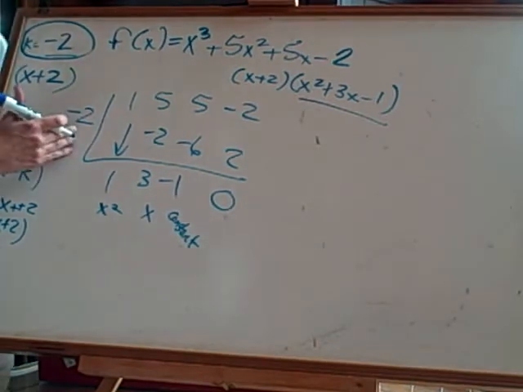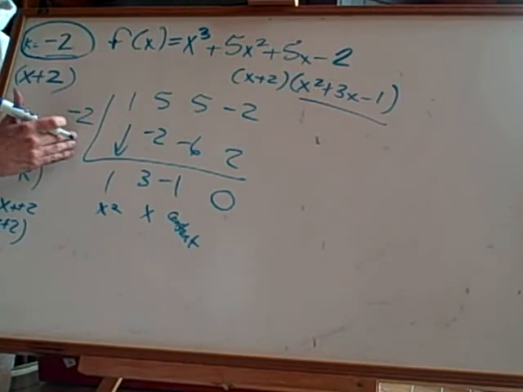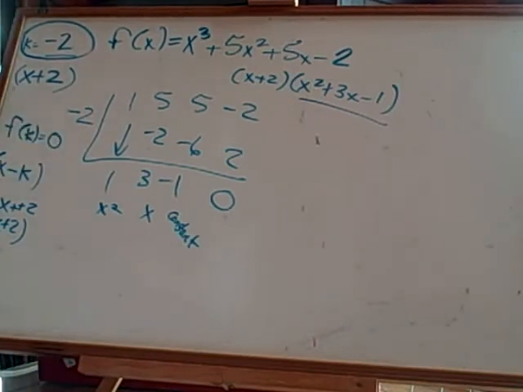So when you're using synthetic division, you're actually using your root, your 0, your solution. When you're using long division or box division, you're actually using your factor. Okay. Is that making sense?